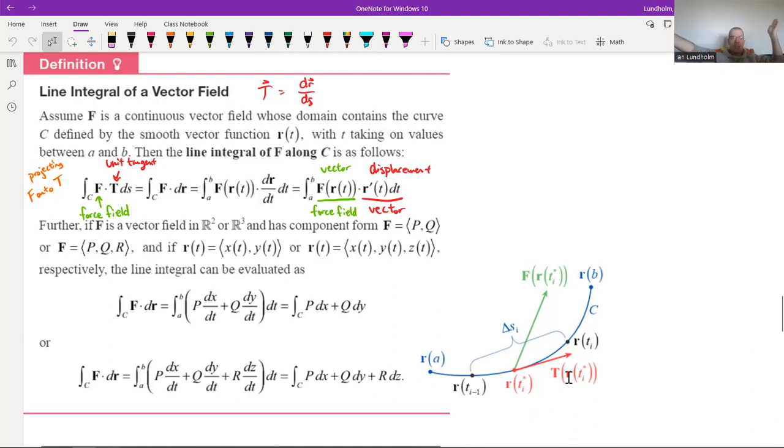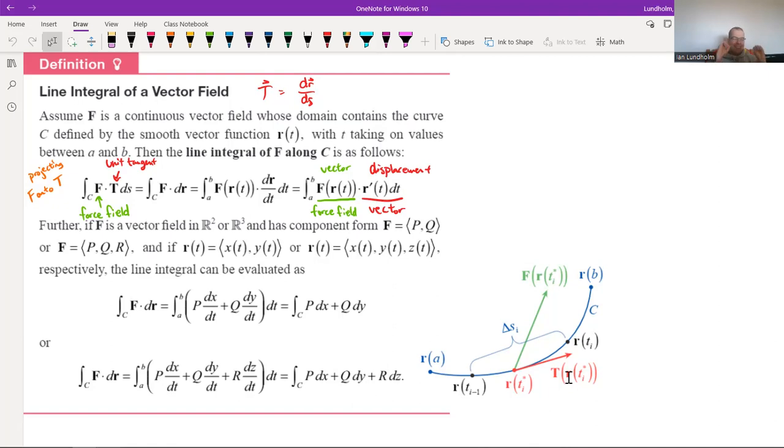Because remember the properties of a dot product: if the two vectors are pointed in exactly the same direction, then the value of our dot product is maximized because the cosine of 0 is 1. If they were perpendicular to each other, then the value at that point would be 0, because when two vectors are perpendicular to each other, their dot product is 0. If the vector from the force field and the displacement vector were pointed in opposite directions, then you would get negative values for their dot product.